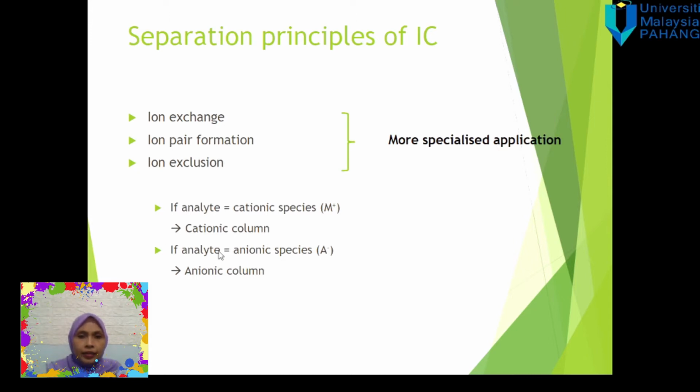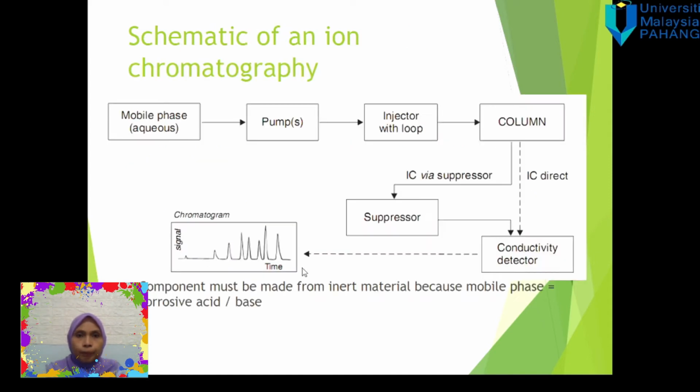For the analyte to be exchanged, for example a negatively charged ion or anion species, we have to use the anionic column, where the charge of this column is positive, and the thing that keeps on exchanging is the negative species. That's the principle of IC, where the stationary phase and the ions keep on exchanging.